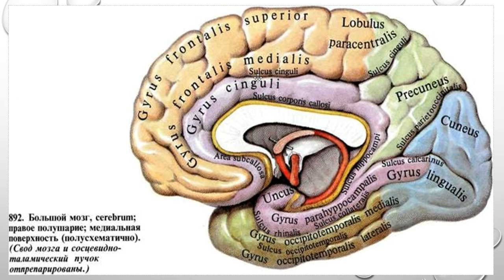The gyrus eventually loops around the splenium of the corpus callosum. Here is the splenium of corpus callosum. Immediately after it, it narrows to form the isthmus of cingulate gyrus. Here is the isthmus of cingulate gyrus. That in turn becomes continuous with the parahippocampal gyrus. Here is the parahippocampal gyrus.